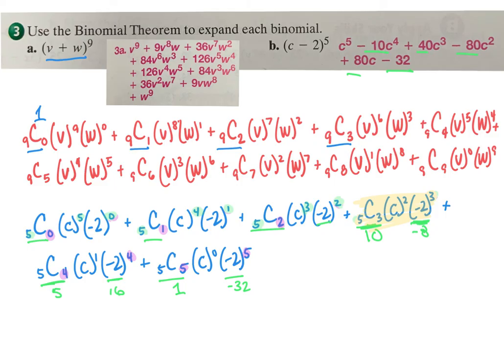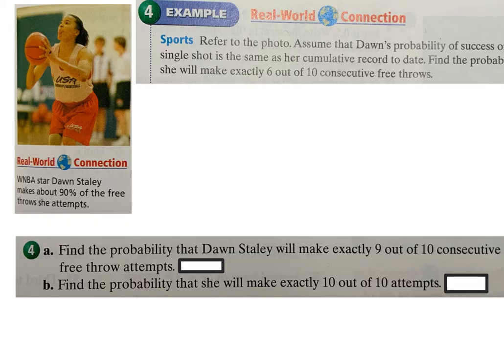Well, let's look at the next problem. Refer to the photo, Miss Dawn Staley, our wonderful coach for Carolina, right? Assume that Dawn's probability of success of a single shot is the same as her cumulative. So we're going to assume that she has a 90% success ratio for her free throws here, all right? We want to find the probability that she will make exactly 6 out of the next 10 free throws. Exactly 6 out of the next 10.